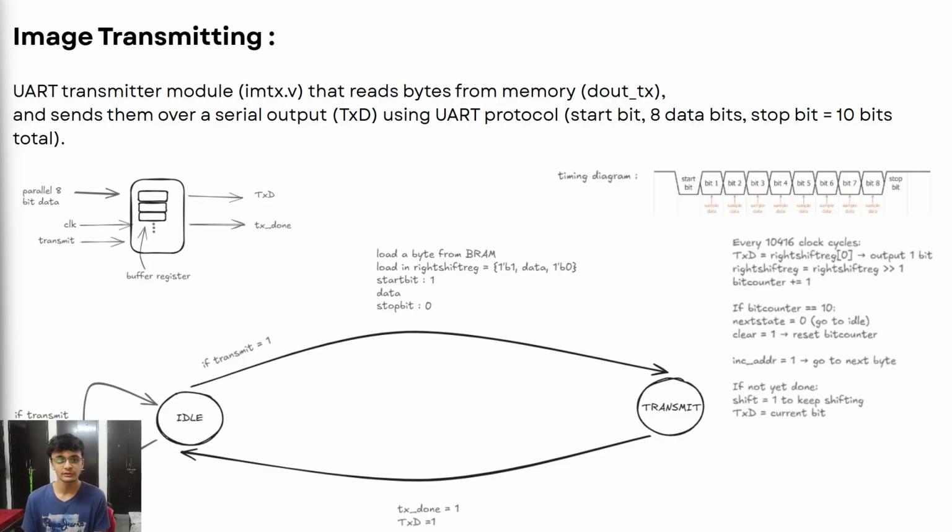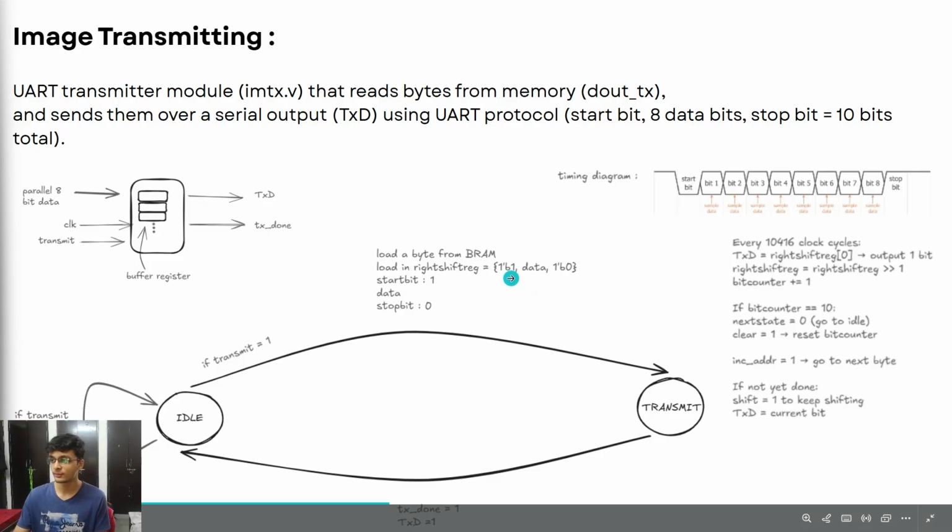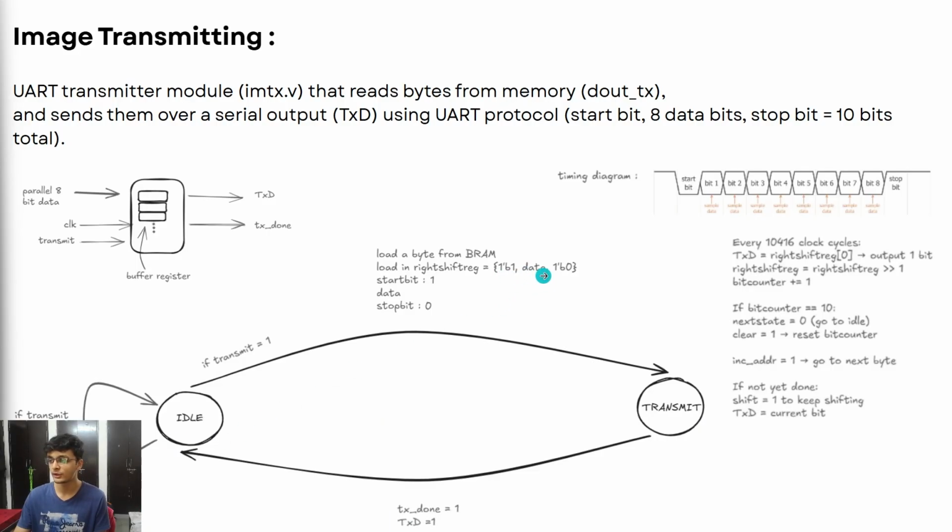In the transmit state, we first load a byte from the memory into a shift register. Specifically, we have 1 bit followed by our 8-bit data, and then again a 0 bit. On every clock cycle, the least significant bit of this shift register is sent out via TXT. After each bit is sent, the register is right shifted and the bit counter is incremented. Once our bit counter reaches 10, meaning all 10 bits have been transmitted, we raise the TXT done flag and we return to the idle state. And we also assert increment address to load the next byte from the memory.